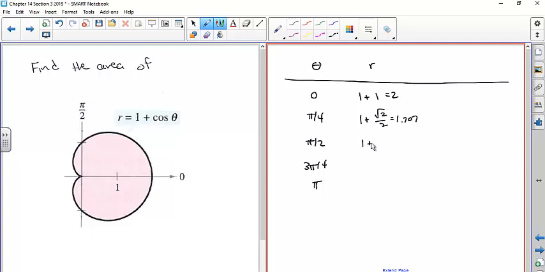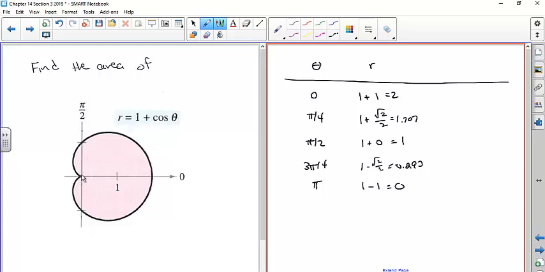Here you get 1 plus the cosine of pi over 2, which is 0, so you get 1. Here we get 1 plus the cosine of 3 pi over 4, which is going to be negative the square root of 2 over 2. So this is 1 minus that, so you'll get 0.293, I guess. So we take 1 minus 0.707. Get that. At pi, you get 1 minus 0. The cosine of pi is negative 1, so you get 0.